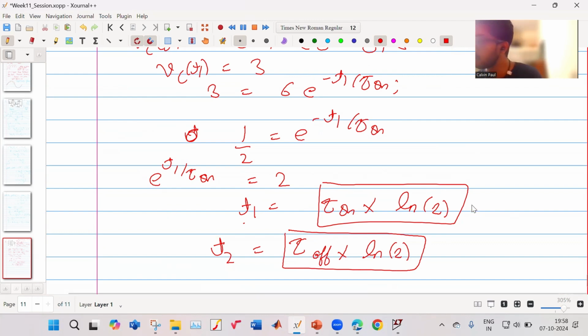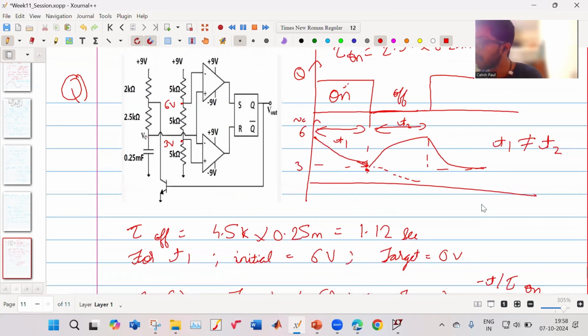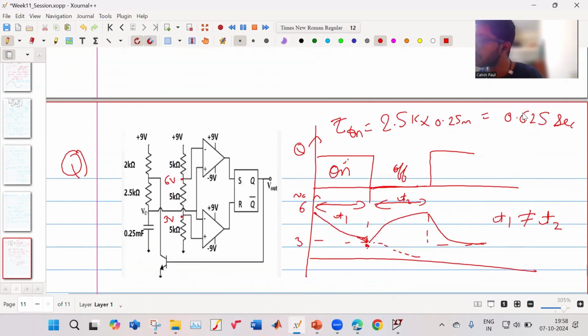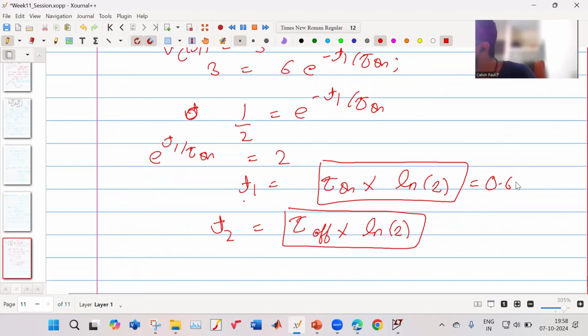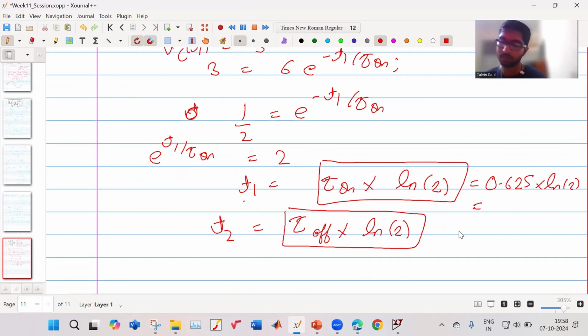So what is your tau on? Your tau on is equal to 0.625. So what is 0.625 into ln of 2? How much is this value? Sir, how did this tau on come, 0.625? I did not understand.